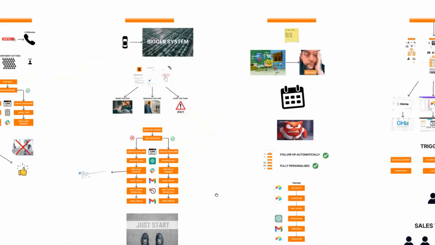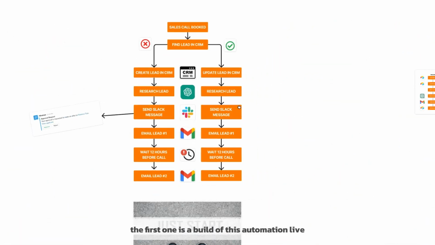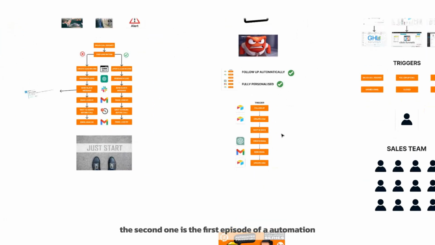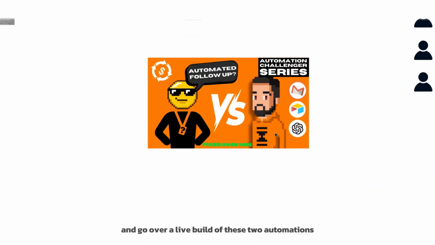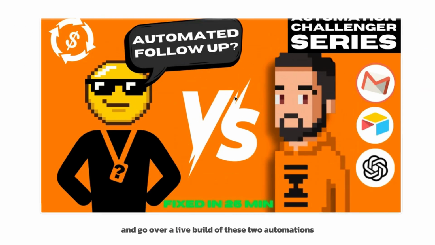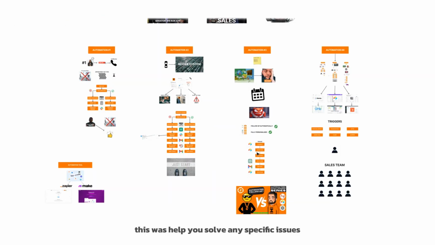I also would recommend checking out 2 videos. The first one is a build of this automation live. And the second one is the first episode of our automation challenger series. Both of them are about half an hour long and go over a live build of these two automations. This just helps you solve any specific issues, and you get to see the frameworks behind how we actually build these automations live. So they're insanely valuable videos.